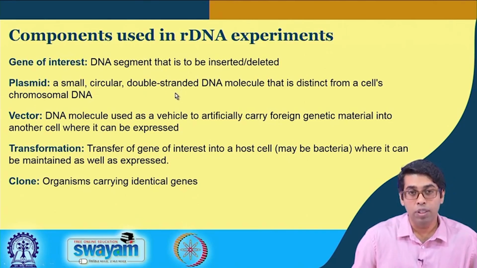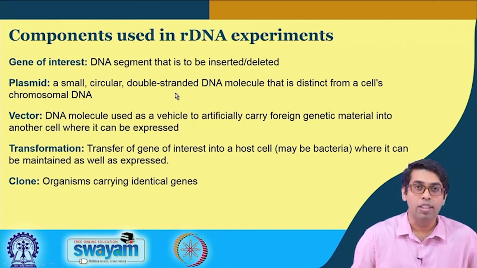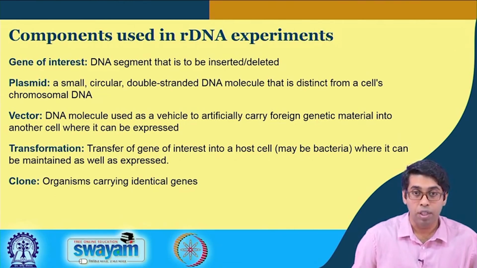On the other hand, the bacterial chromosome will be in the order of hundreds of thousands to even millions of base pairs long. So, these plasmids are circular DNA, much smaller than a chromosomal DNA, but they have all the properties of a chromosomal DNA, so that they can self replicate. When this plasmid is used to express our gene of interest, we call it a vector.